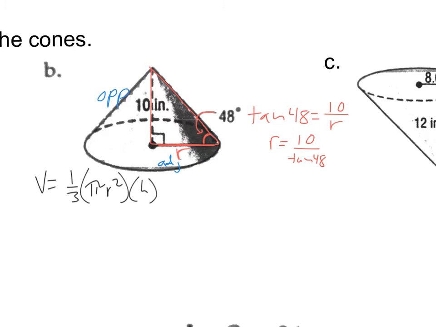Okay, well, I think we're ready to give this thing a try. So if I go to plug this into my formula, it looks like this: 1/3 times pi times a radius of 10 over tangent 48 squared times a height of 10. Now, this is just plugging it all in exact because I wanted to show you what it would look like. This is just going to be kind of real nasty.